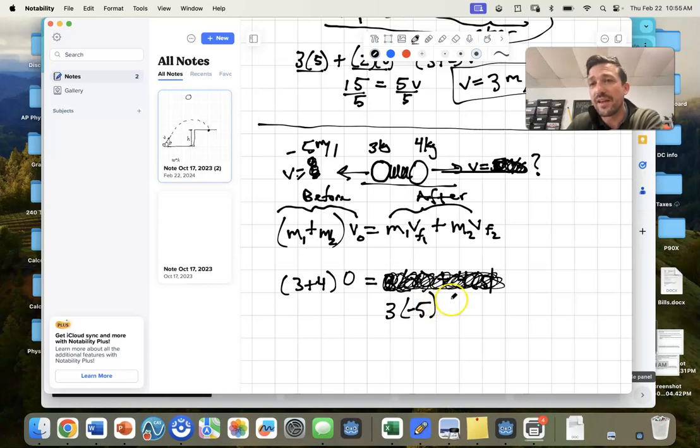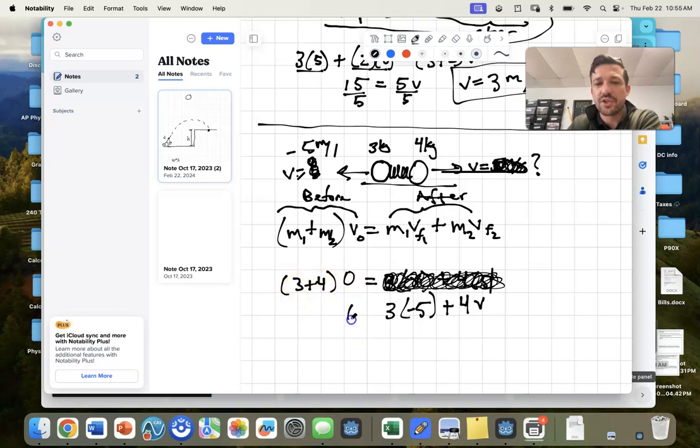But they're not going to tell you that. That's something that you need to know. If it's moving to the left, it's negative. Okay, plus mass 2 was 4 kilograms. And the final velocity here would be just v. Okay, so let's work this all out.